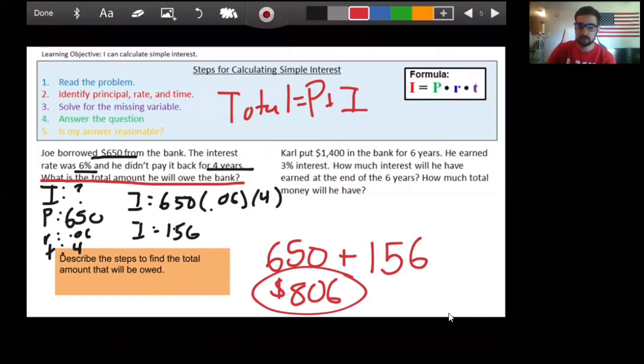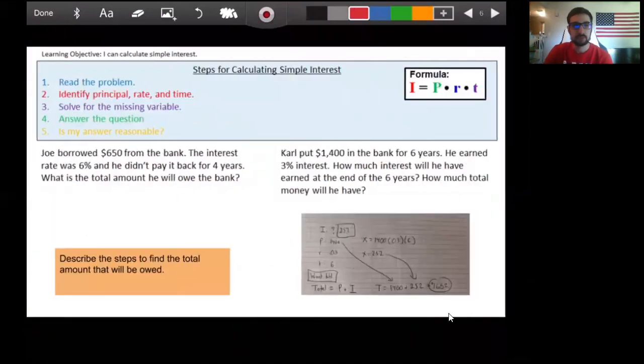So go ahead and pause your video again, and you're going to work on the one on the right. Make sure you're finding your interest because the question is asking for that, as well as how much total he will have at the end. So here's what you should have. First, you need to find the interest, which is $252. You're going to then plug that in and add it to your principal amount for a grand total of $1,652.